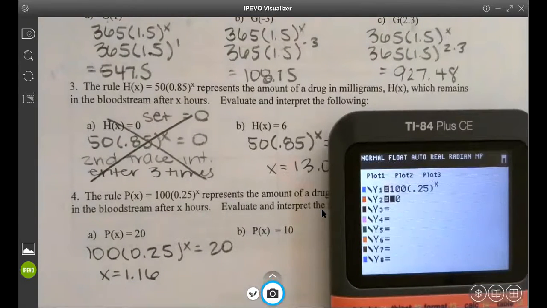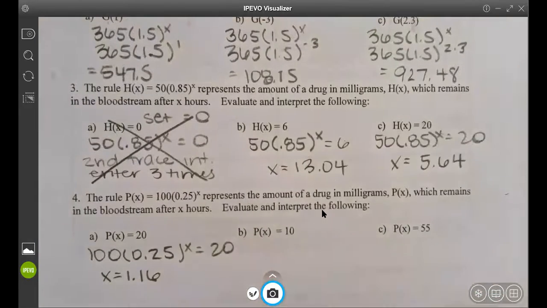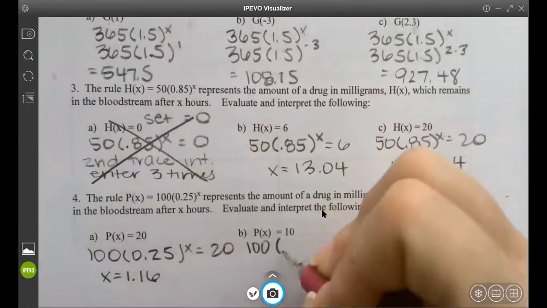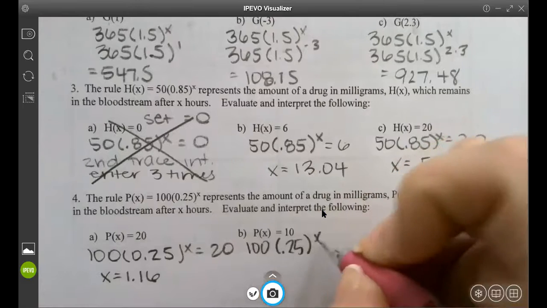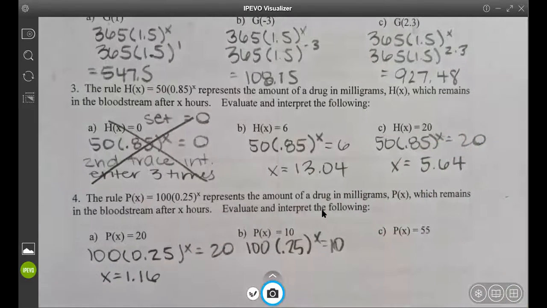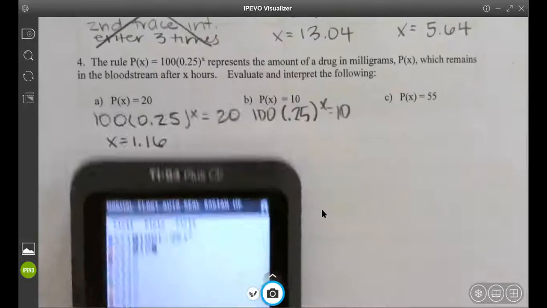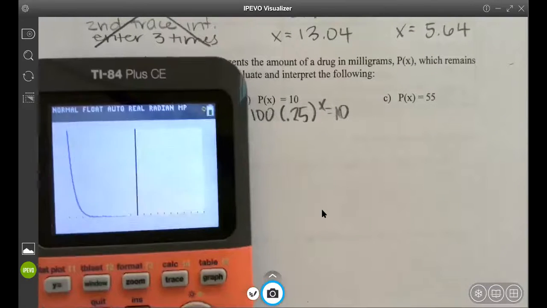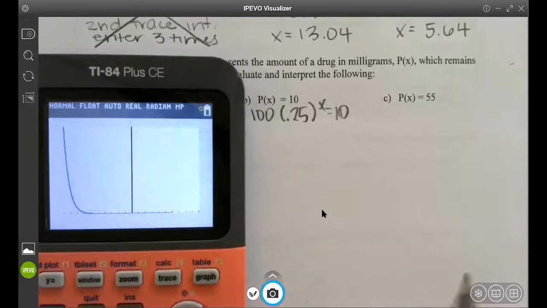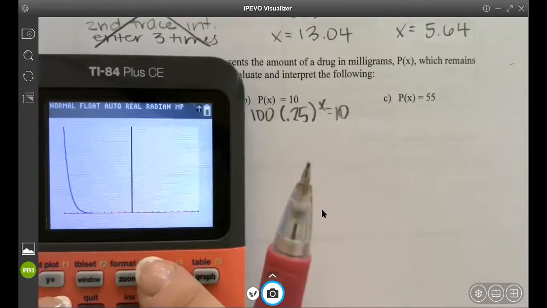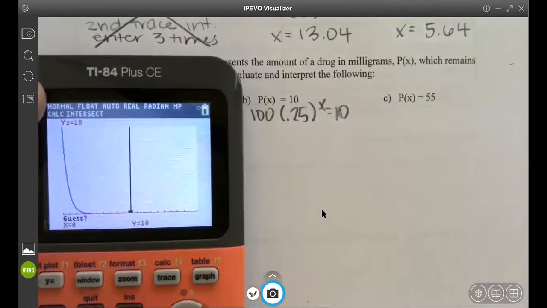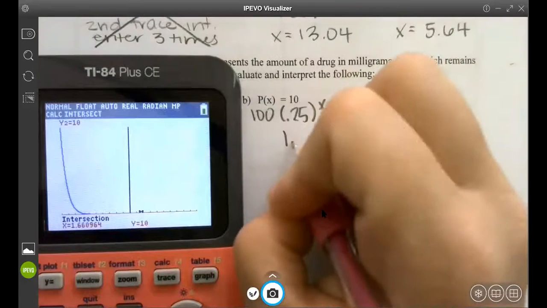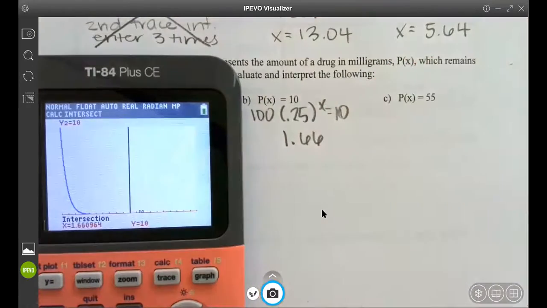So for this one, instead of 20, we're doing 10. So 100 times 0.25 to the x equals 10. I'm going to go ahead and graph it. You may not be able to see it. I'll zoom fit after that. I do see my red line. We can try it. Second trace, intersect, enter, enter, enter. And we got 1.66.